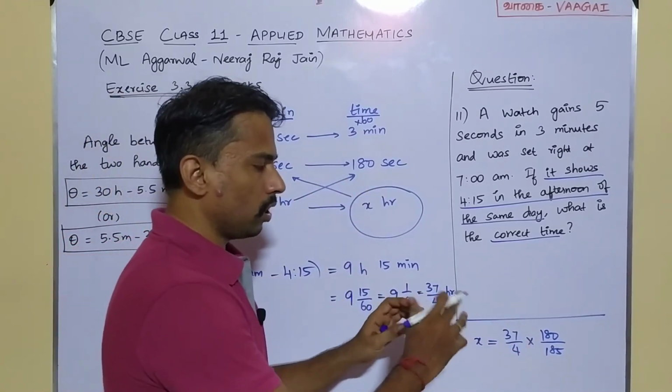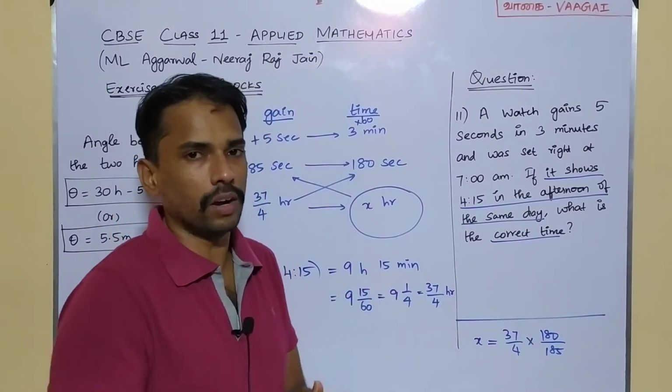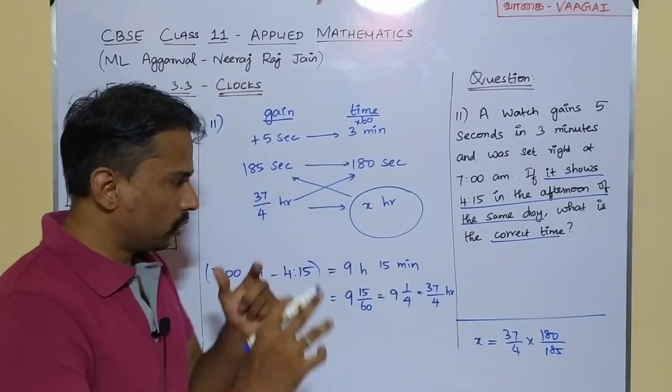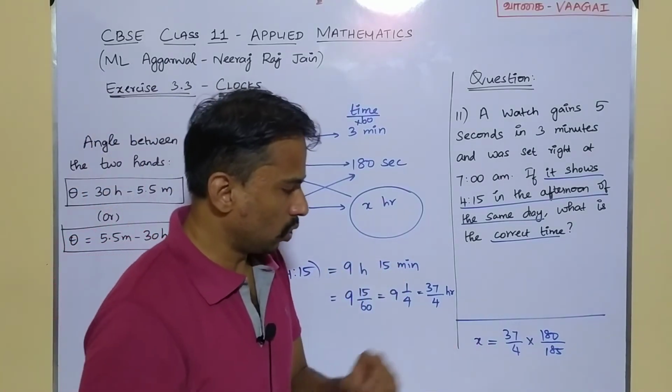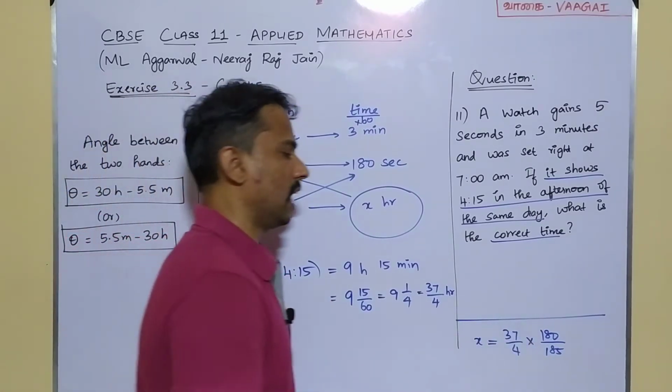So this particular stage alone, you may happen to understand a little harder, but if you get used to it, you will be able to understand. So you try to concentrate on this. So yeah, 37 by 4 into 180 by 185. So let us try to simplify this calculation.